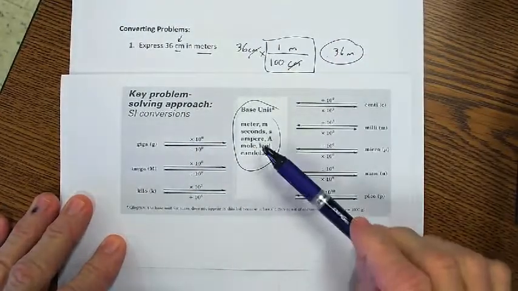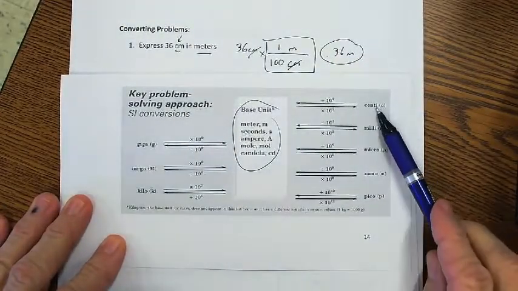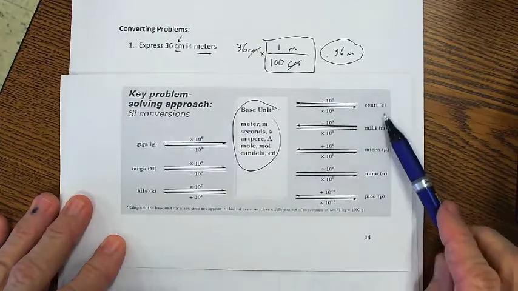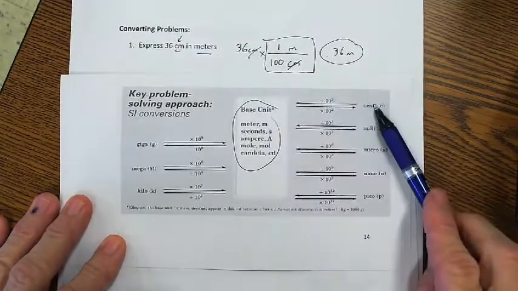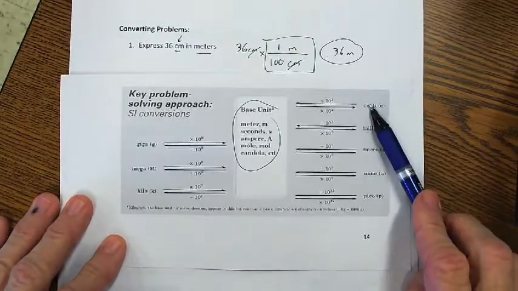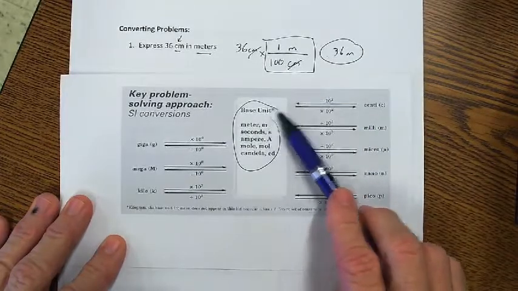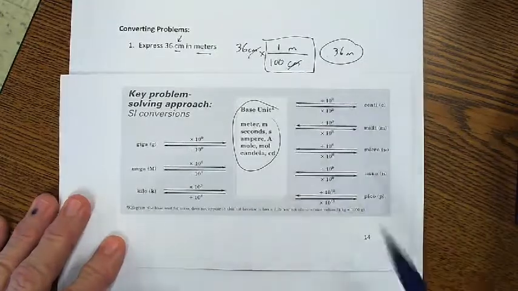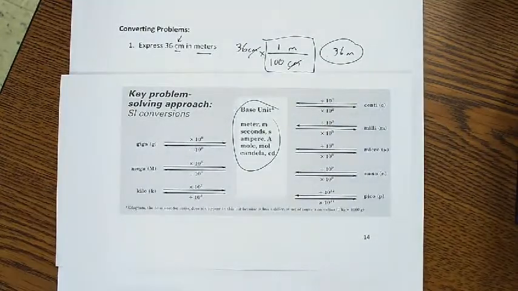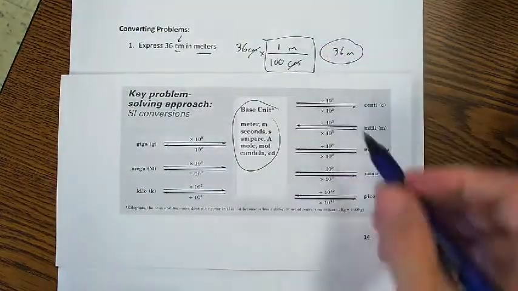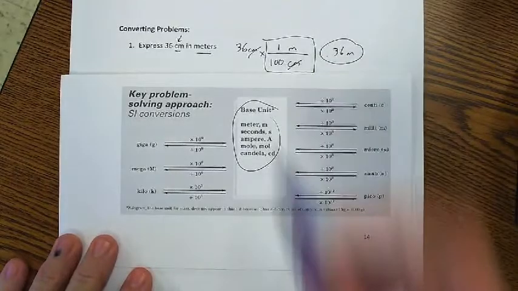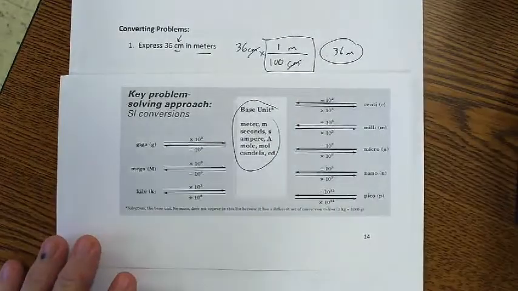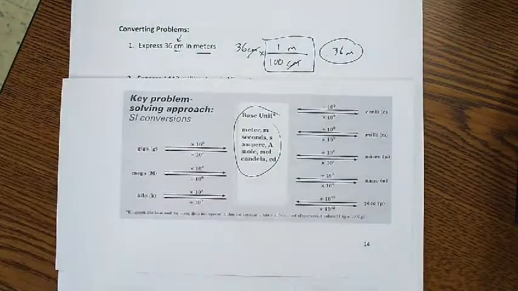Now, you might say, how could you use this to work that problem? If you're starting in centi, which is where you're starting, and you're converting to the base unit, it's telling you that you're going to have to divide by 10 to the second. 100 is 10 to the second. This and this are the exact same thing. So if you plug that in there, you get the same answer, 0.36.